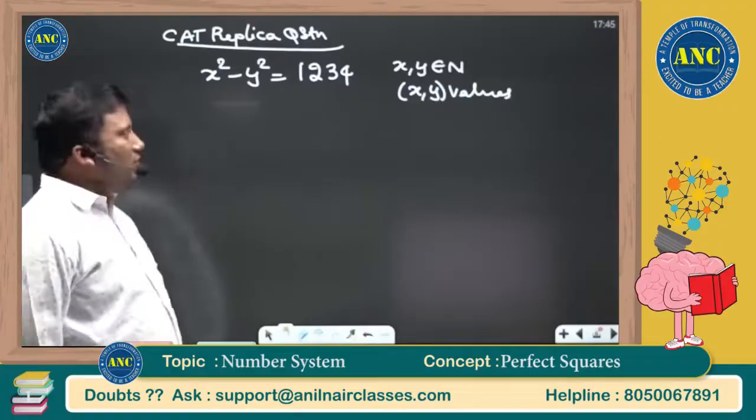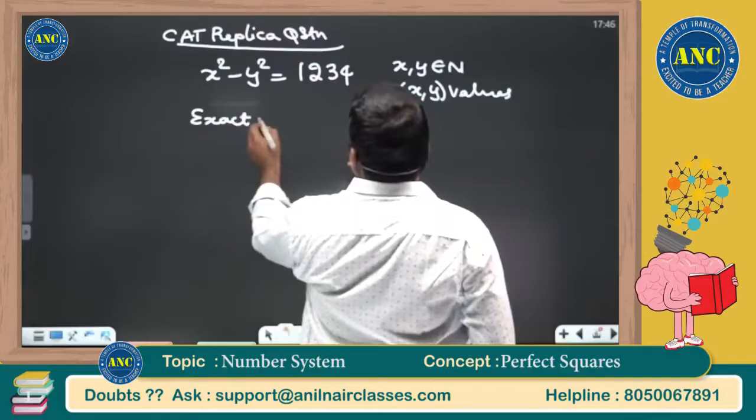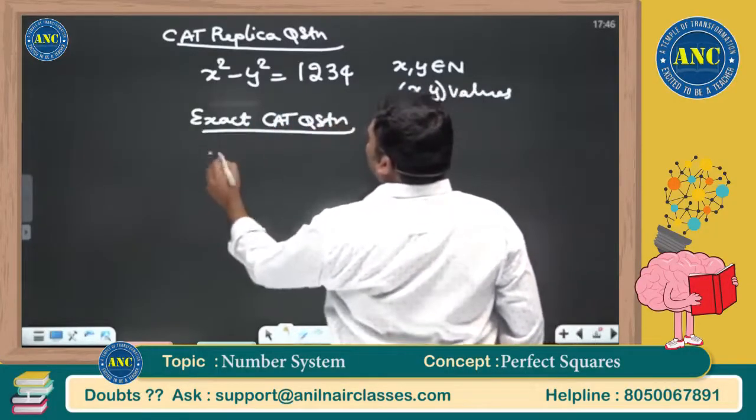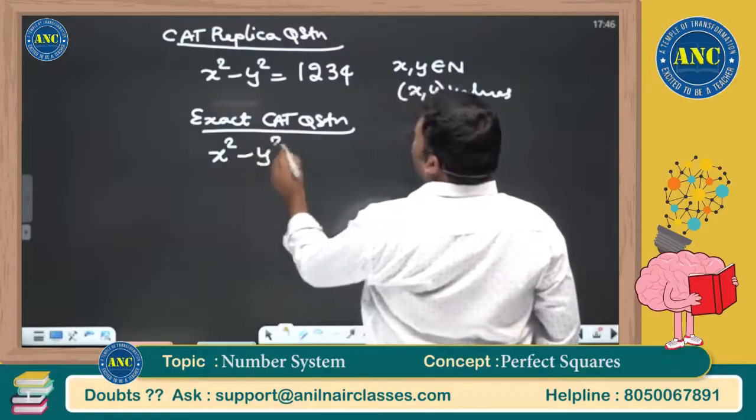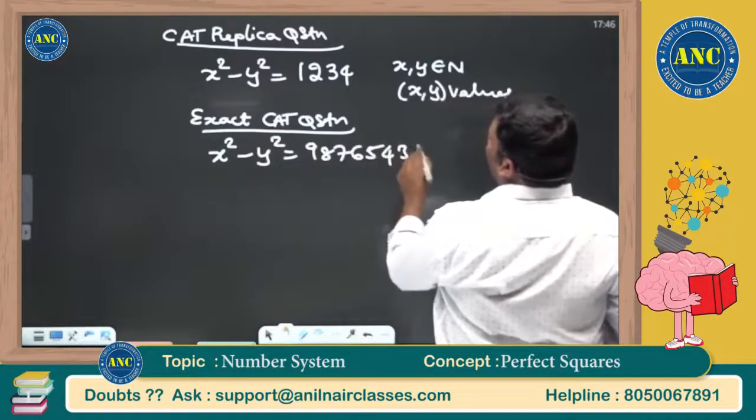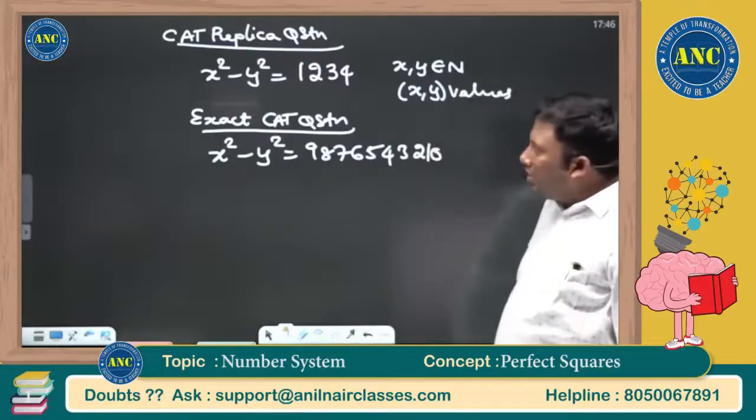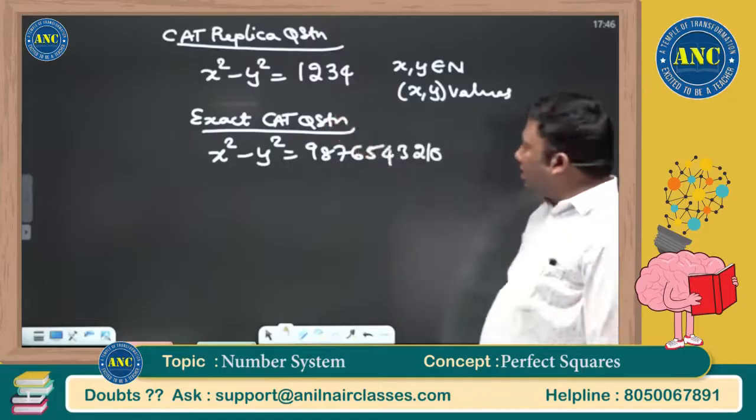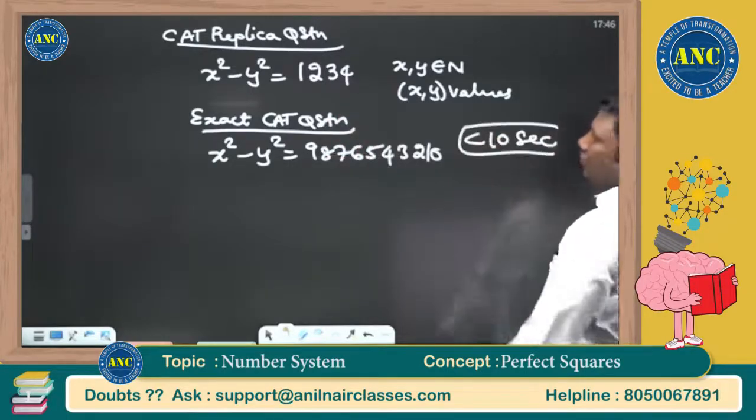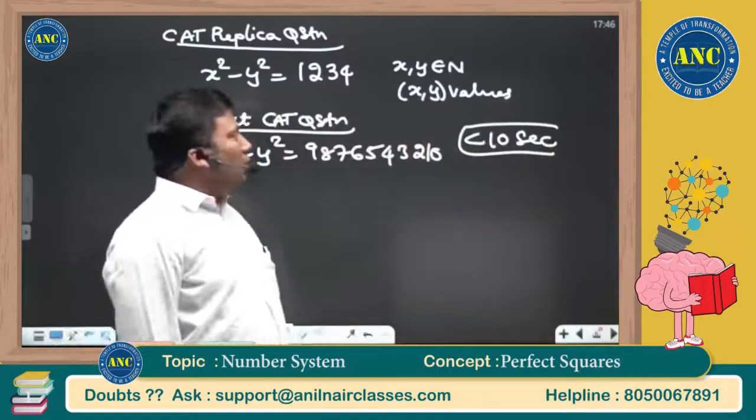X square minus y square. Actually the exact CAT question is like this. The exact CAT question from some 4 years before. This was the first question which came in the CAT examination slot 1: 9876543210. This is the exact CAT question. I will discuss this question. This question can be solved in less than 10 seconds if you know the approach. X square minus y square equals 1234.